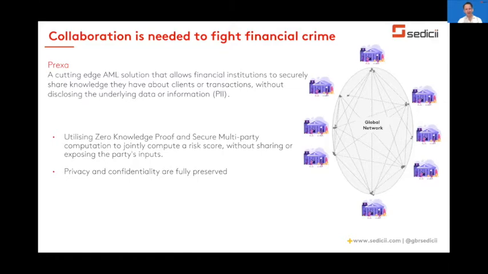Our solution, Prexa, allows institutions to leave the data where it is at the bank or institution, but allow insights or knowledge around that transaction or individual to be shared between the parties without actually disclosing the underlying data. So we find that the best way to avoid leakage of data or potential compromising of data is to never move it in the first place. So we use zero knowledge proof and secure multi-party computation to enable a risk score to be created while the data stays in place. And Miguel, our CTO, who likes to call it fancy maths, can answer questions on this later. But the great thing is that privacy and confidentiality are fully preserved.